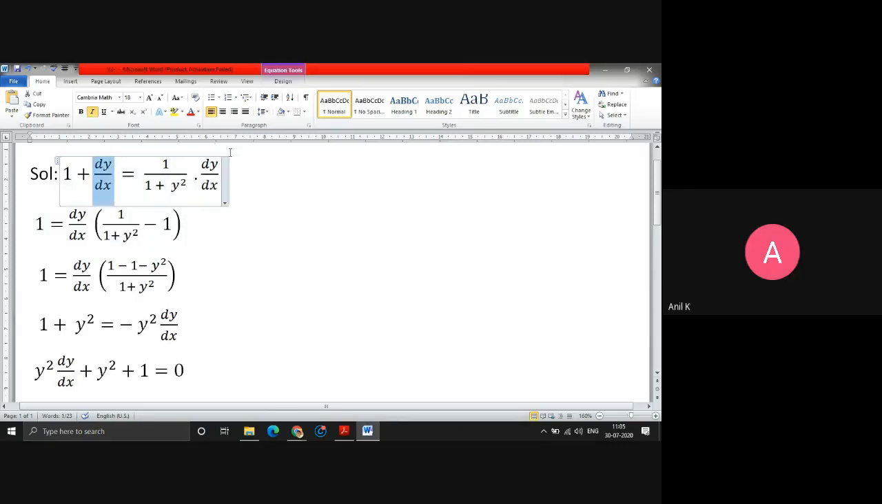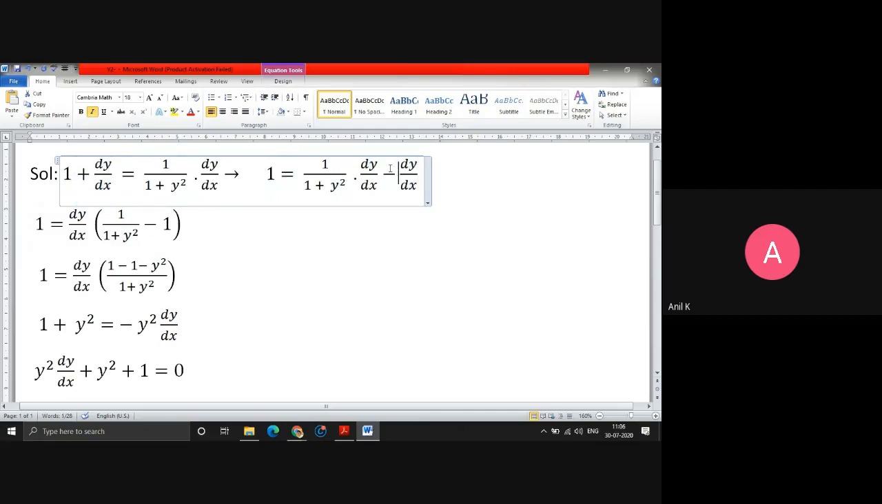You bring this dy by dx to the right hand side. It will become minus dy by dx. Then you can take dy by dx common from both the terms. If you want, I'll show you one step here. This will remain as this. Then minus dy by dx will come. Instead of the equal sign here, let me put implies. Here you'll get 1 is equals to. From this step to this step, I have only done one thing: this plus dy by dx, I brought it to the right hand side.